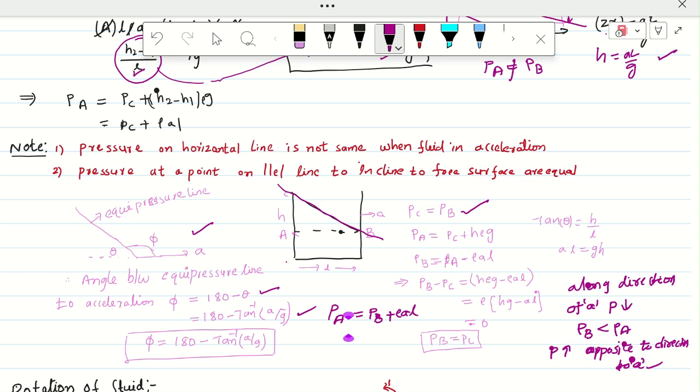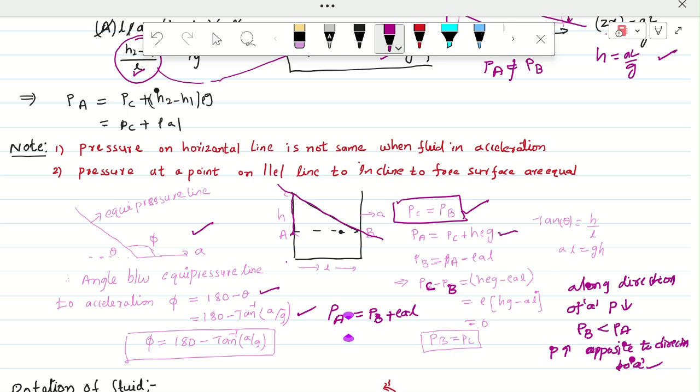Now from the diagram, PA is equal to PC plus h rho g, where this is H2 minus H1. And in the same way PB is equal to PA minus rho aL. I want to prove that PC and PB are equal. Now subtract these two equations. PC minus PB will come here: h rho g minus rho aL.